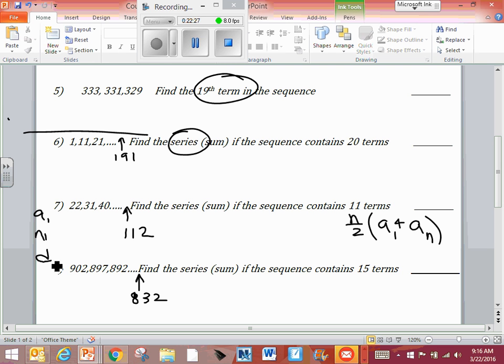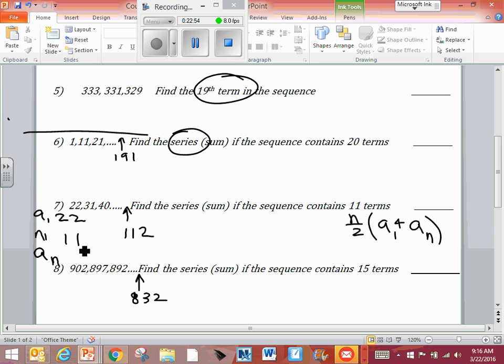There's no d. There's an a sub n. All right, anybody know what a sub 1 is? 22. And n. Wait, don't you mean a sub n? In this case, just the n. Oh, it's n. And then the last piece is a sub n. What is that?